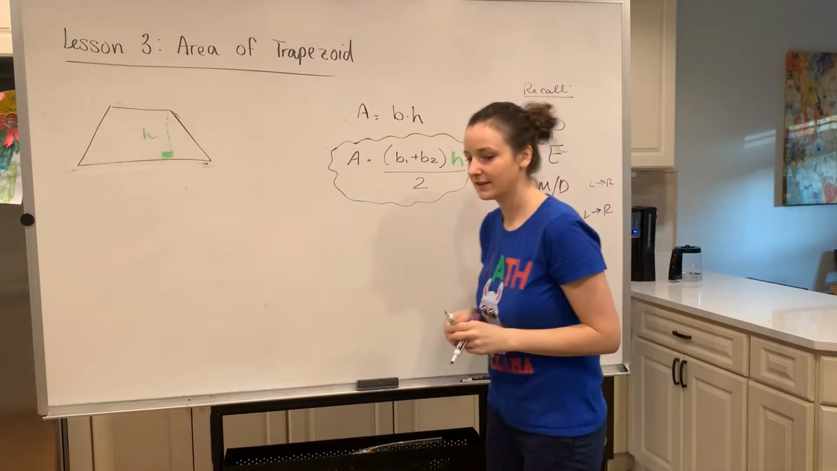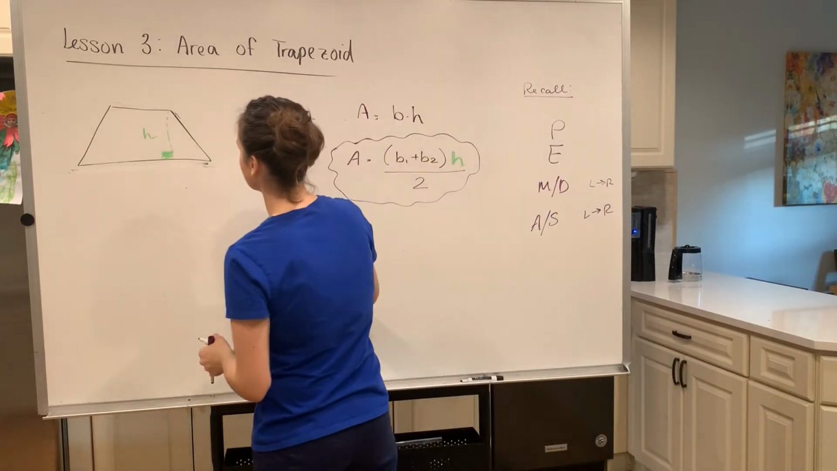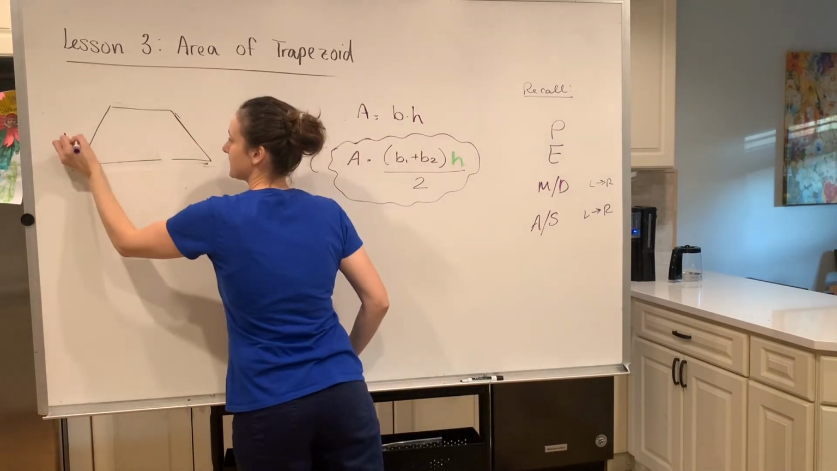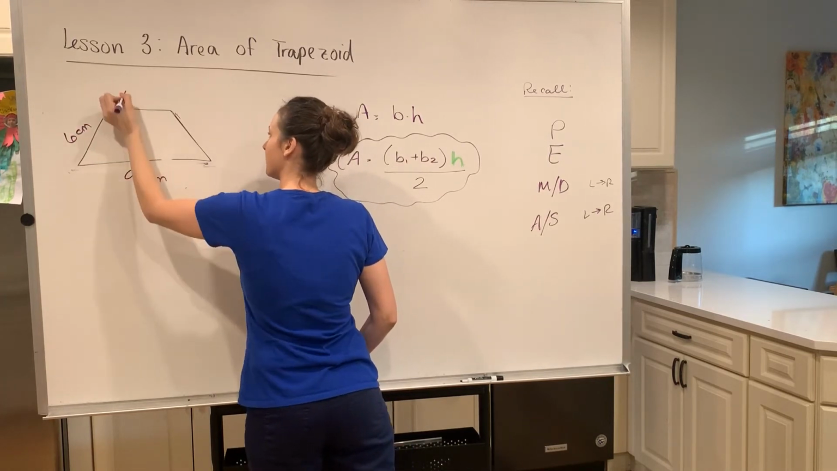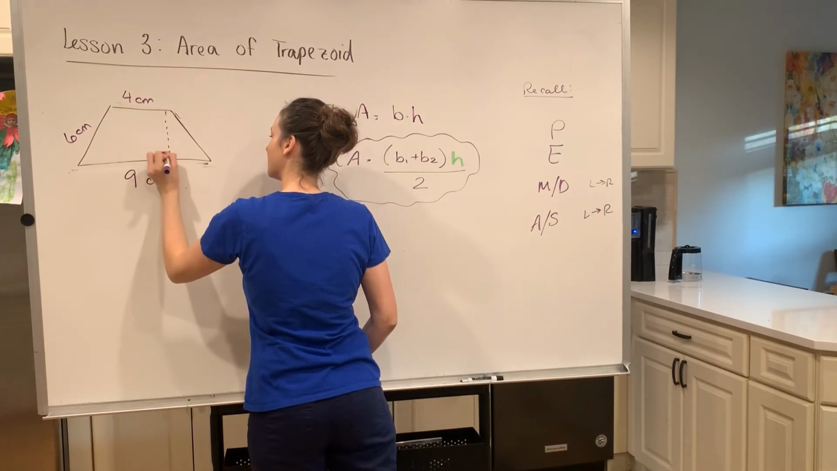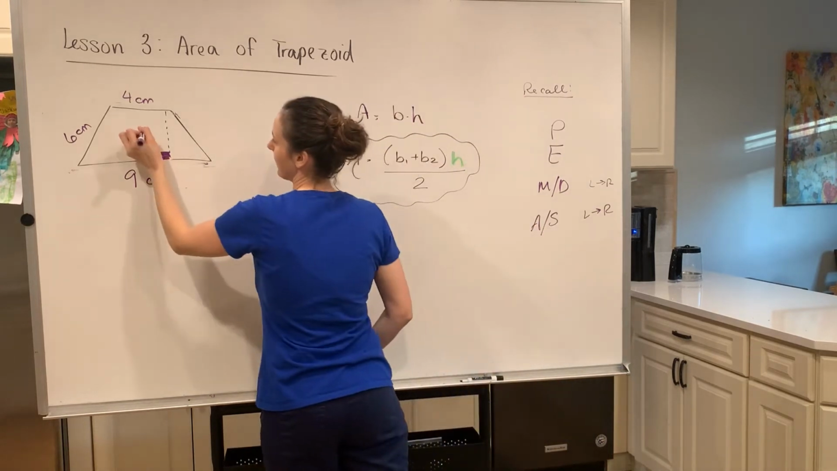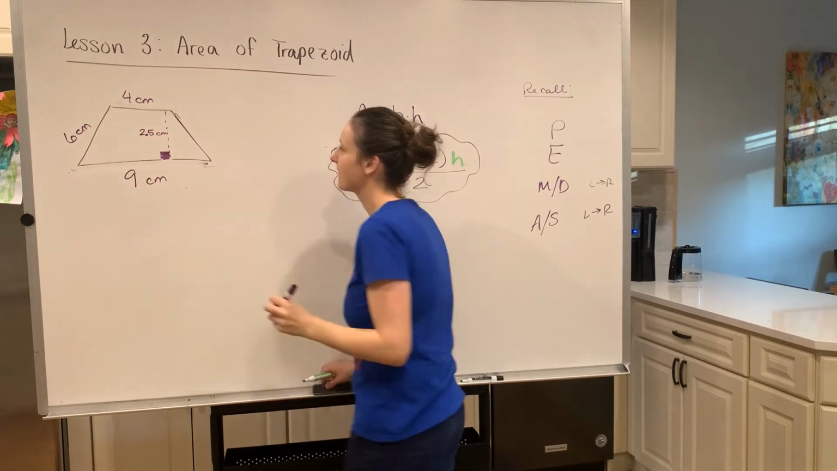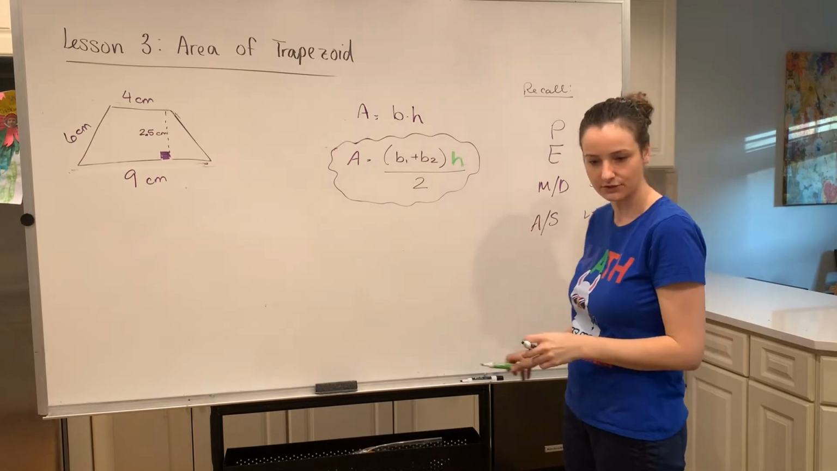All right, so let's take a look at this trapezoid here. I'm going to fill in some values. I'll call this here 6 centimeters, 9 centimeters, 4 centimeters. And I'm going to draw this invisible line here, which is attached to the right angle, as 2.5 centimeters. And let's see if we can determine the values to find the area of this trapezoid.